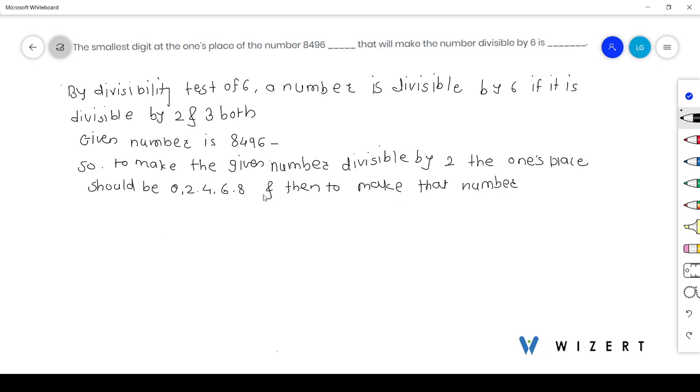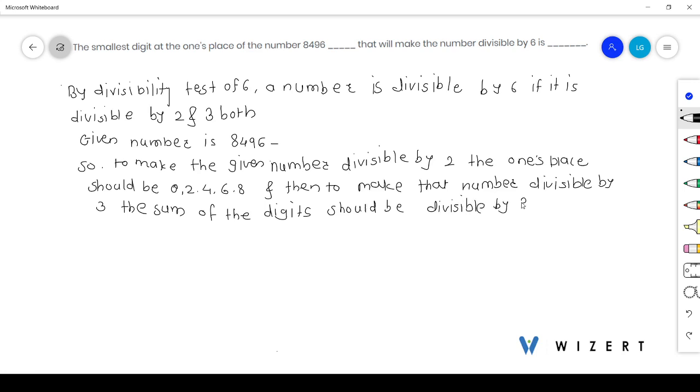And then, to make that number divisible by 3, the sum of the digits should be divisible by 3. So, let us check 0.